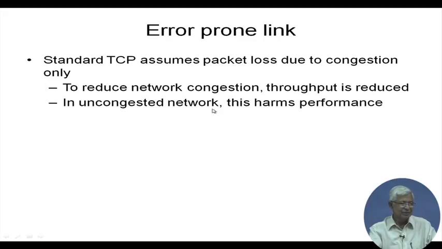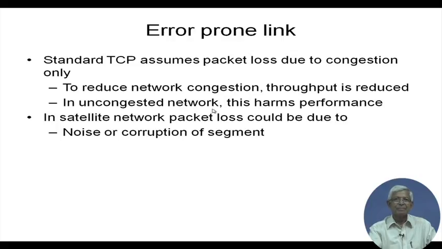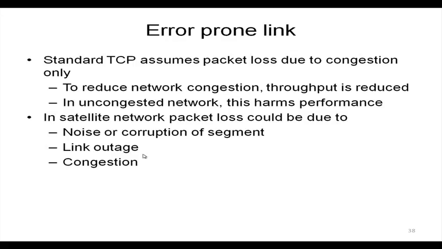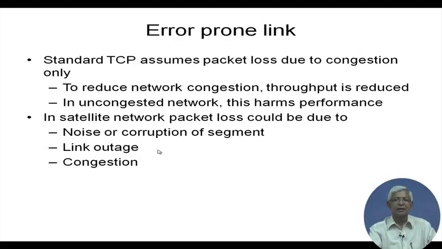In an uncongested network, that harms the performance. So, in a satellite network, packet loss could be due to noise or due to corruption of a segment. I mean, noise is a corruption of the segment. This is the thermal noise that we are talking about. It could be link outage, as we have discussed, that the satellite may go behind the shadow of another object. It could be another planet, or it could be link outage due to other propagation phenomena like heavy rain or solar flare, etc. And it could also be due to congestion. That is also another possibility.